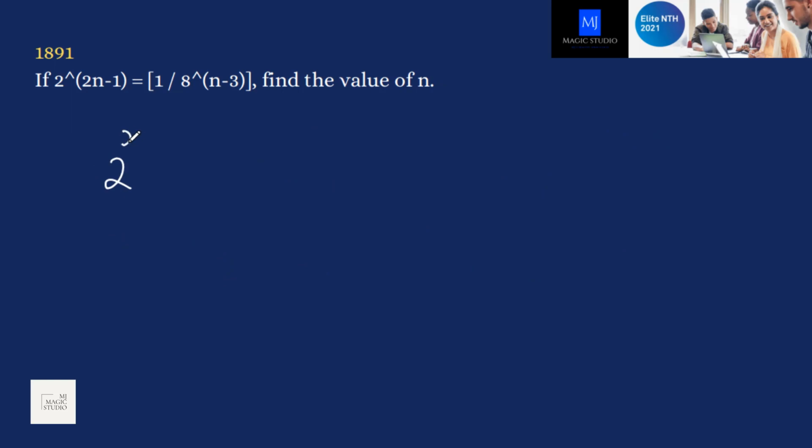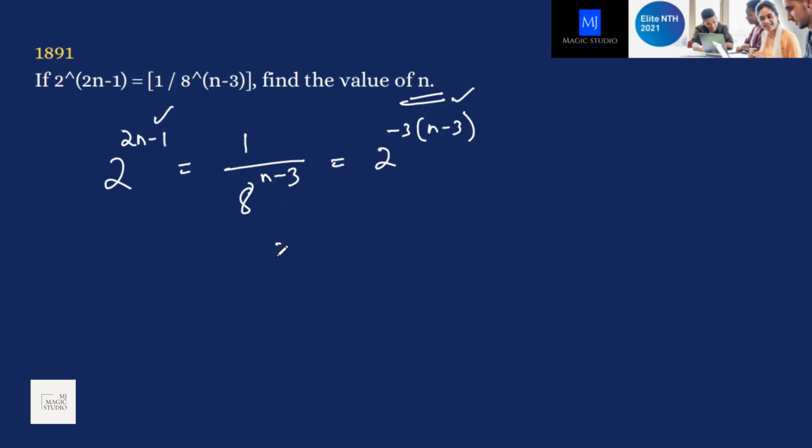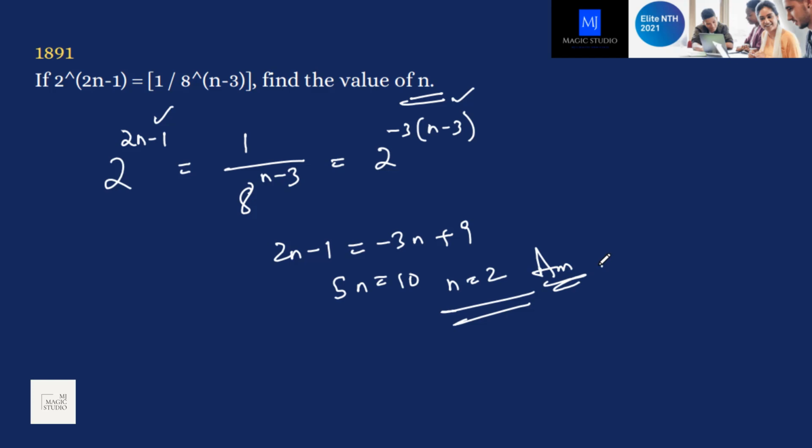Again a simplification question. 2 to the power 2n minus 1 equals 1 upon 8 to the power n minus 3. Then find the value of n. Okay, 8 is 2 cube. So this would be written as 2 to the power minus 3 into n minus 3. If bases are the same, I can equate the powers. 2n minus 1 is minus 3n plus 9. 5n equals 10. Value of n is equal to 2. Let's move on.